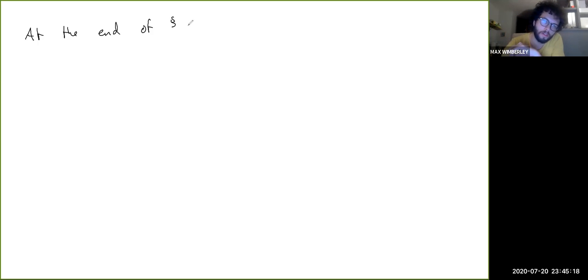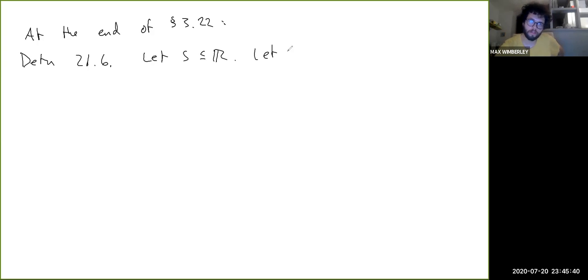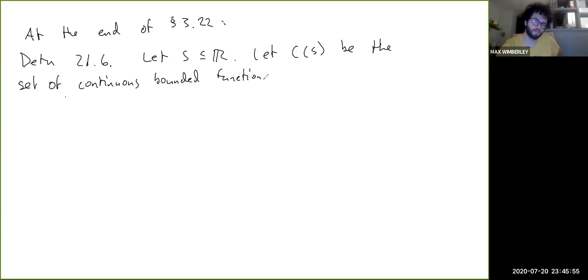Section 3.22. They make this definition. So let S be a subset of R. Let C of S be the set of continuous bounded functions on S. Okay, so the elements of C of S are actually functions, right?